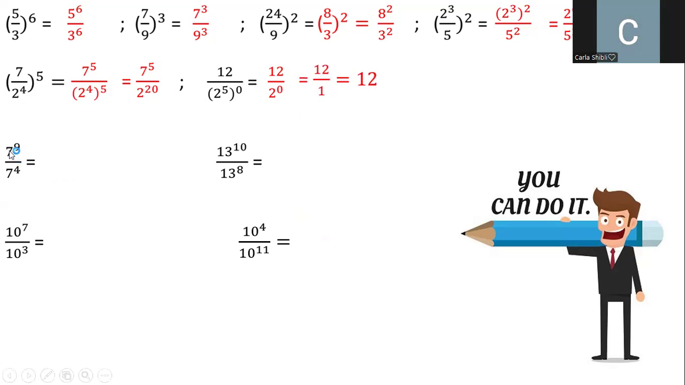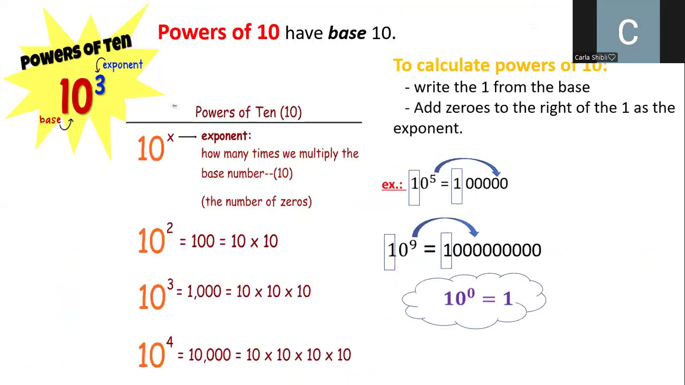Here I am dividing two powers having the same base, different exponents. What does the rule say? I keep the base and I subtract the exponents. So 9 minus 4 equals 7 to the power 5. Also here I keep the base 13 and 10 minus 8 is equal to 10 squared. Here also I keep the base 10 and 7 minus 3 is equal to 10 to the power 4. Here I have the base 10, so I keep the base 10 and I write 4 minus 11, which is equal to minus 7. Now we will talk about powers of 10.